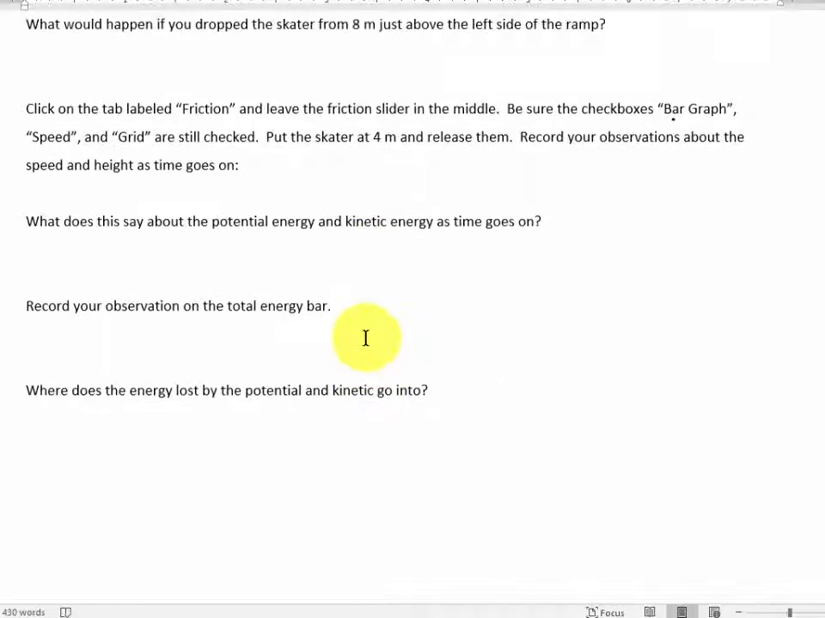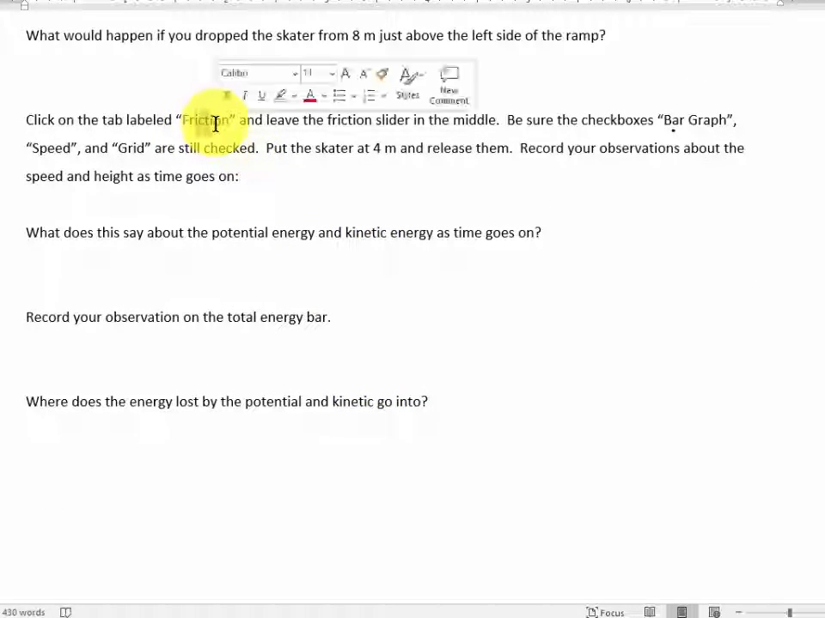Then it's pretty straightforward. I just ask, what happens if we have some friction? Remember that friction is going to take away some of that energy. Bear in mind that it doesn't just spread out into the ether. It actually goes into another flavor of energy, and you'll see where it goes.